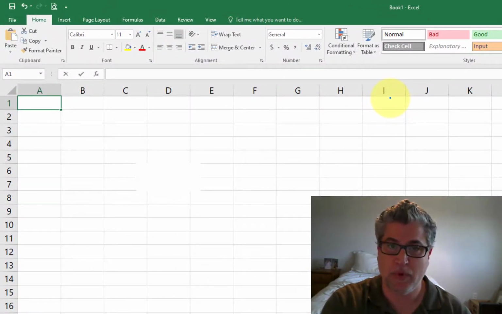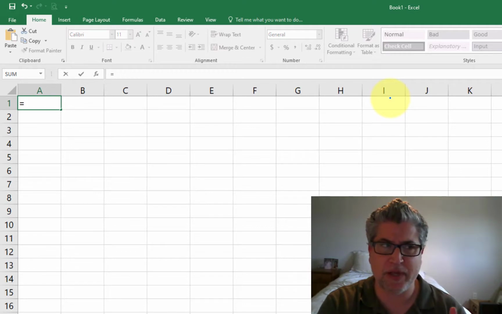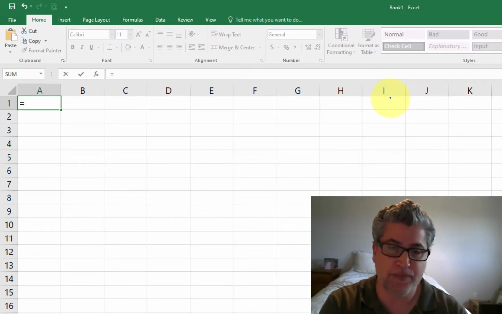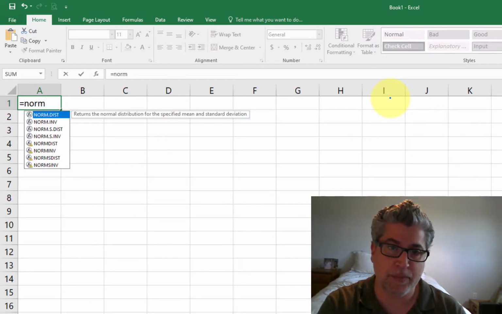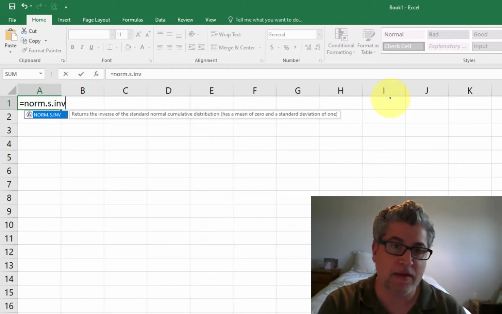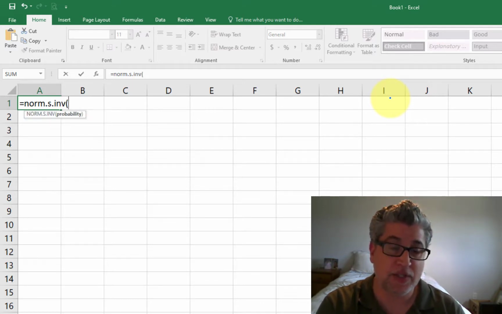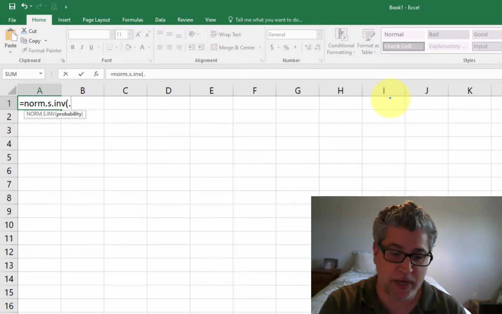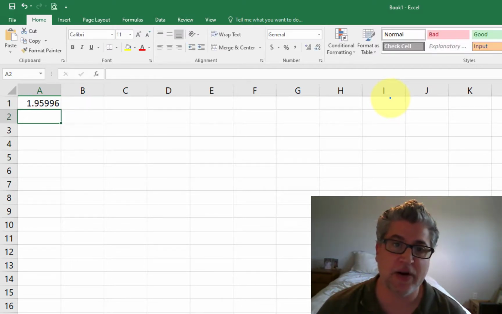So what is the probability? We're going to give it the probability, and we want it to give us back the z-value. So that's an inverse calculation. So NORM.S.INV, standardized because we're dealing with z's here, inverse, and then we just need to tell it the probability, which was 0.975. Close the parentheses, hit enter, and we get 1.95996, or 1.96, which is exactly what we expected.